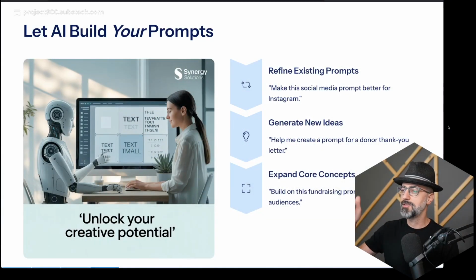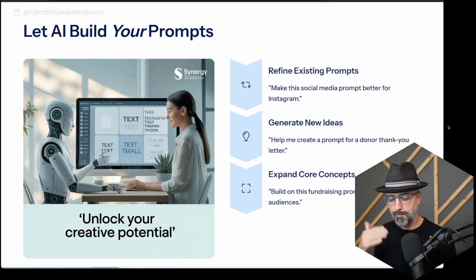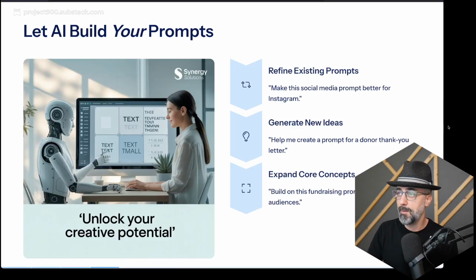So you can use AI to refine an existing prompt. You can say, hey, make this social media prompt better for Instagram, or improve it for this, or make it longer, make it shorter, whatever it is. You can use it to generate new prompt ideas. Like if you're wondering, how can I better use AI prompts to enable me to do better work? You can get prompt ideas from AI, and then you can expand upon core concepts. So build this fundraising prompt for different audiences.